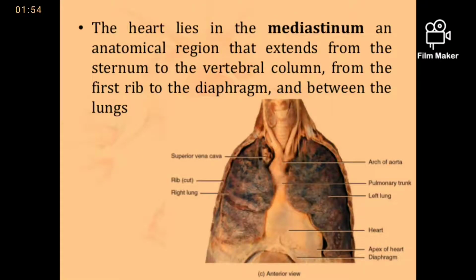The heart lies in the mediastinum, an anatomical region that extends from the sternum to the vertebral column, from the first rib to the diaphragm, and between the lungs. Actually, within mediastinum, it is in middle mediastinum. Mediastinum has also got certain parts, superior mediastinum and inferior mediastinum. Inferior mediastinum has got anterior, middle and posterior mediastinum. So heart is situated in middle mediastinum.